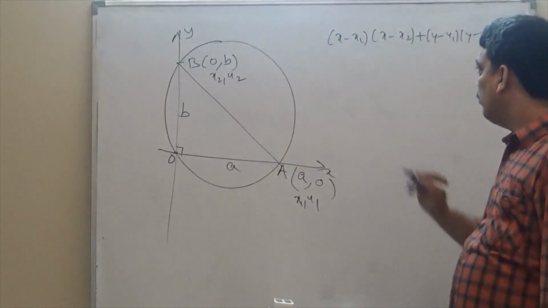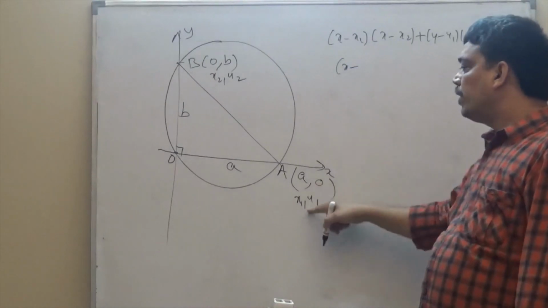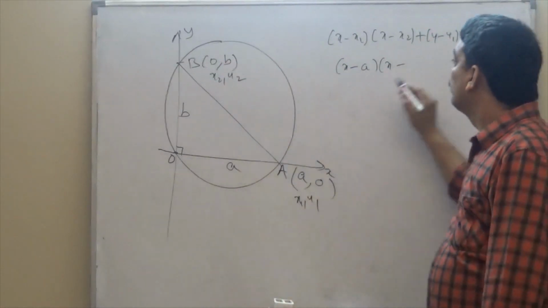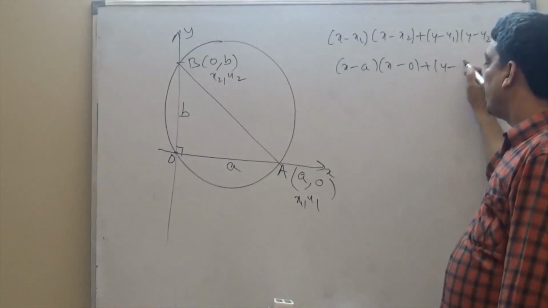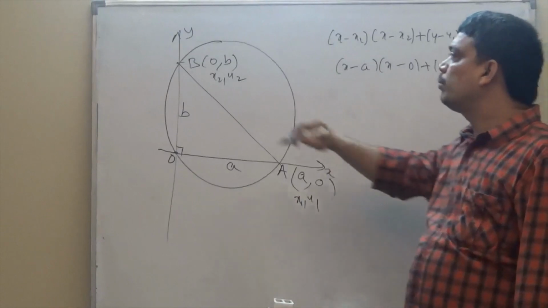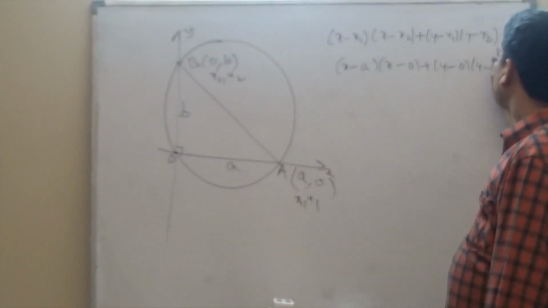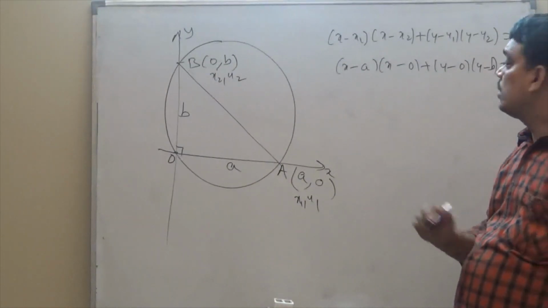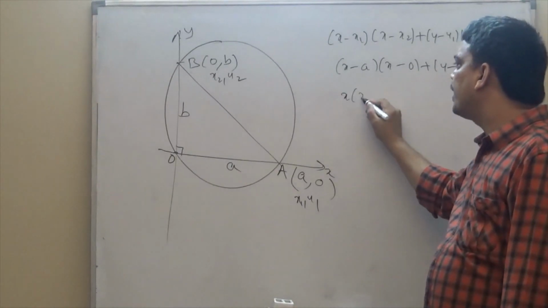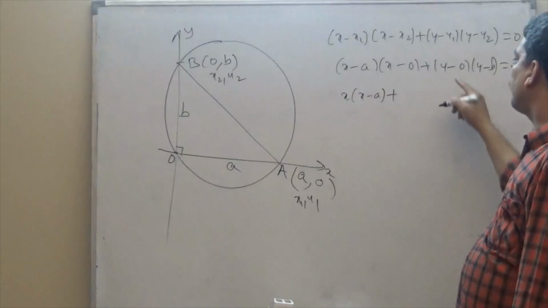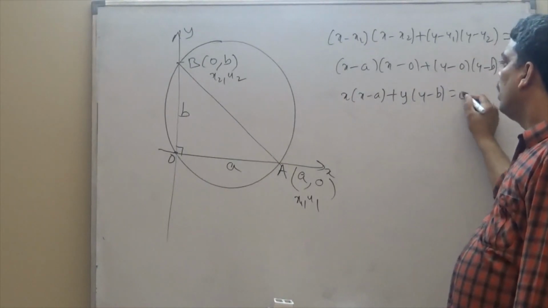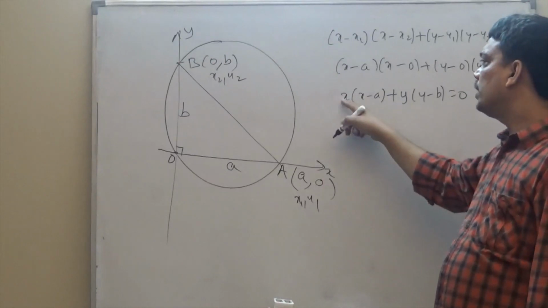So what do you get now? I will replace x1 with a, and I will replace x2 with 0, plus (y minus y1), where I replace y1 with 0, into (y minus y2), where I replace y2 with b. This is equal to 0. Now x minus 0 is anyway x only, so the first product can be written as x into (x minus a). Similarly, the second product, y minus 0, is y, so you can write y into (y minus b) equal to 0. So again, multiply the terms within the brackets and open it.